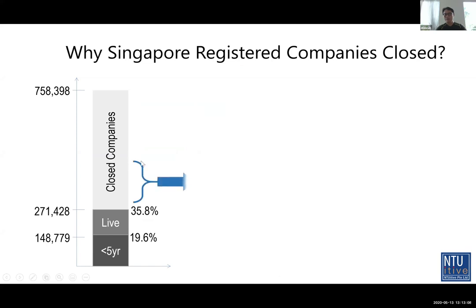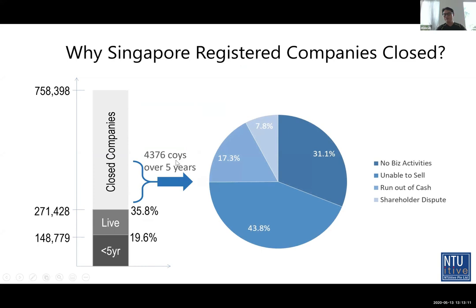And we're just taking a sample of those that closed, about 4,000 of them. We ask them why they closed. The reasons are on the right-hand side: no business activity, unable to sell, run out of cash, and shareholder dispute. In terms of no business activity, there's nothing you can say, because somebody just registered a company and never signed anything. But the two large chunks contribute more than 60%: unable to sell and run out of cash.